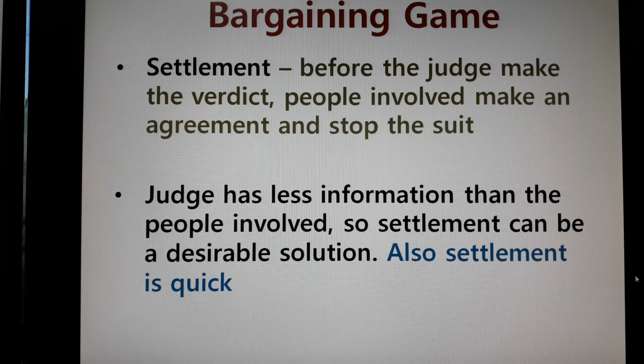Why the settlement may be good? Number one, I said the judge has less information than the people involved. You have a dispute on the land with your neighbor. Does the judge ever live there? No, probably the judge has never been there. But you and your neighbor know all the history.